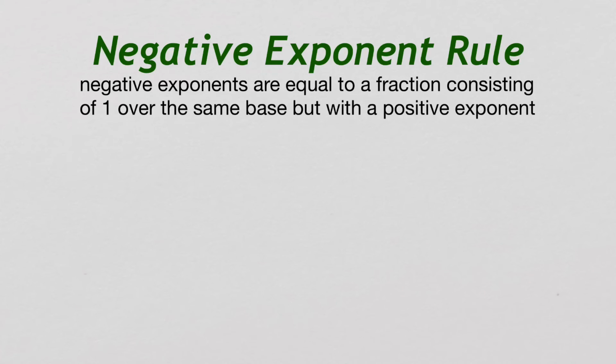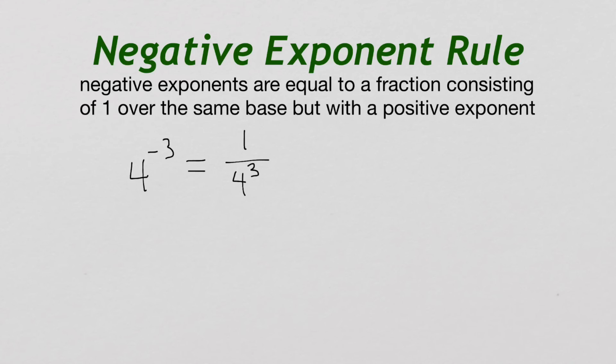It's the negative exponent rule. So whenever we have a negative exponent, it's going to be equal to a fraction with a 1 as a numerator, and then the exponent just flips to a positive. So say we have something like 4 to the negative 3rd. We're just going to make a fraction. 1 is that numerator, and 4 to the positive 3rd on the bottom.